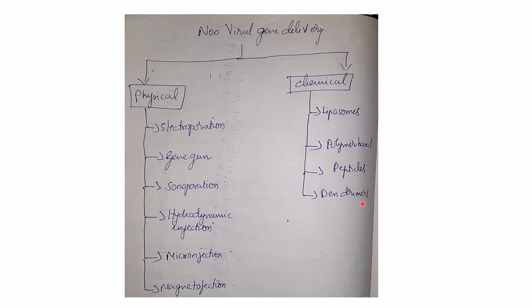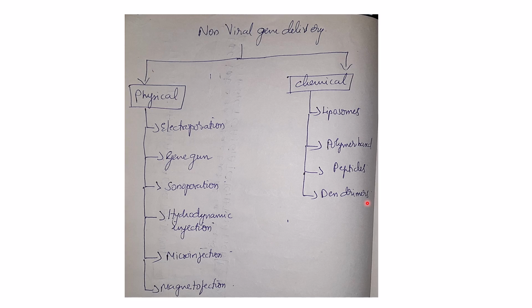Then there is something called dendrimers. Dendrimers are highly branched macromolecules. They are spherical in shape and on their surface they are positively charged. So your DNA and RNA, which is negatively charged, can bind to the surface of these dendrimers, and this whole complex is taken up by the cell through endocytosis. Okay, that is how dendrimers deliver the gene into a cell.